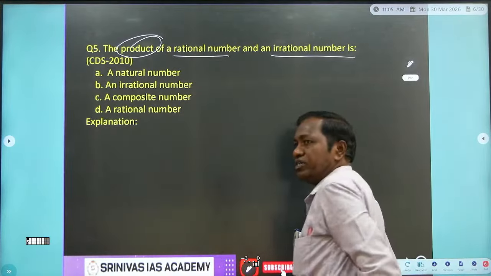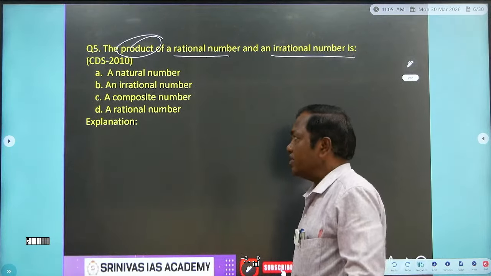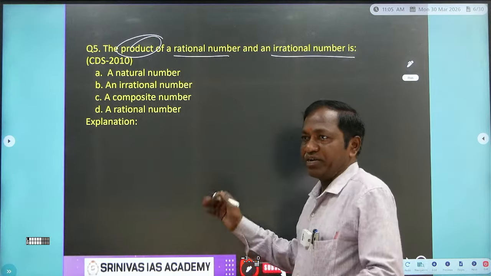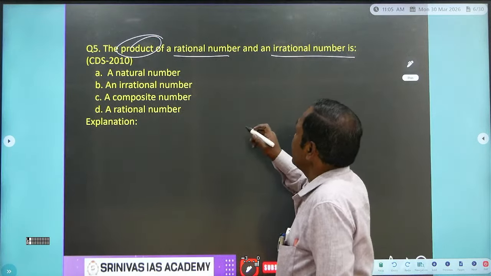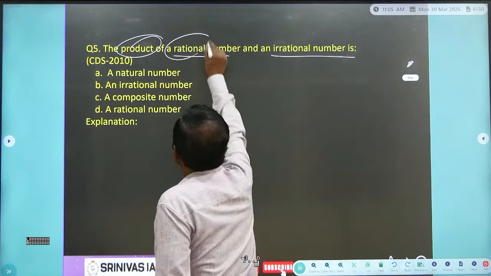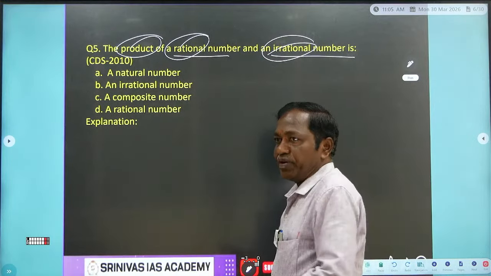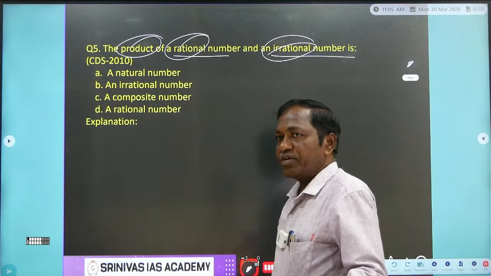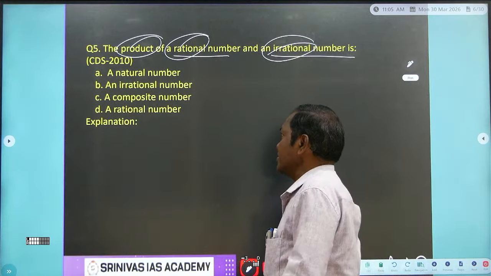Next you can see here a rational number. What is a rational number? We don't need to know this so much here, but because the topic has come, let me say what is a rational number and what is an irrational number. A rational number is in the form of p by q. Already you said p can be any integer, and q is not equal to 0.